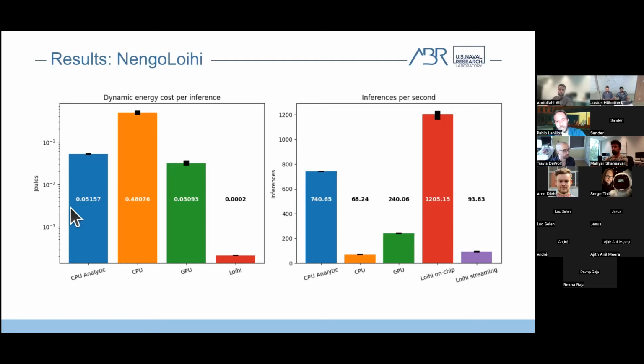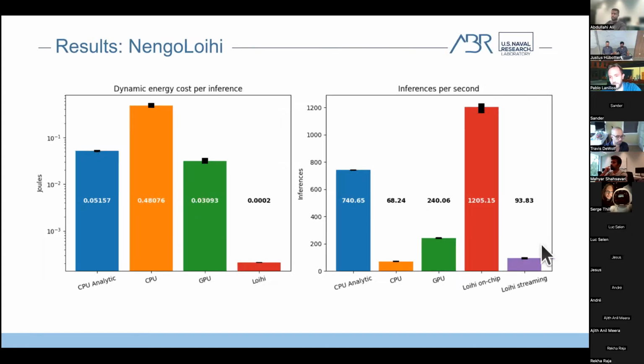Okay, and in the Loihi streaming, supposedly the bottleneck that you said is because of the interface between the input and output. So this is the reduction from 1200 to 93. Is that exactly it? So there is nothing else happening. Yeah, exactly. Thanks.